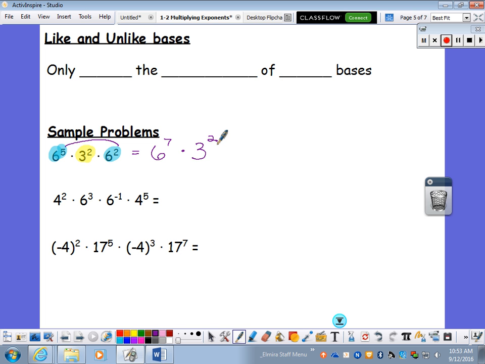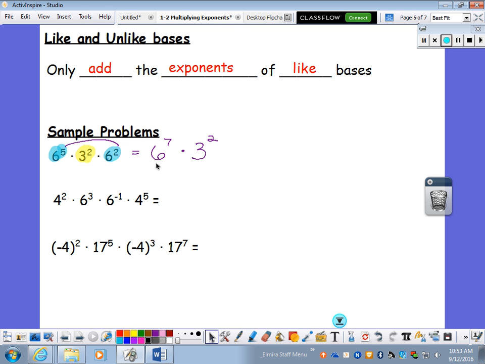Okay, and that's what it says in words up here. Only add the exponents of like bases. So if it's not a like base, I don't add it in. I don't add this 2 to the 7 because these are not like bases.